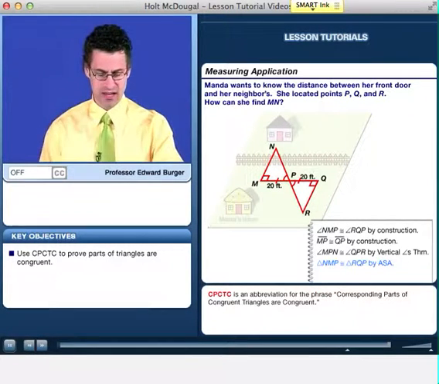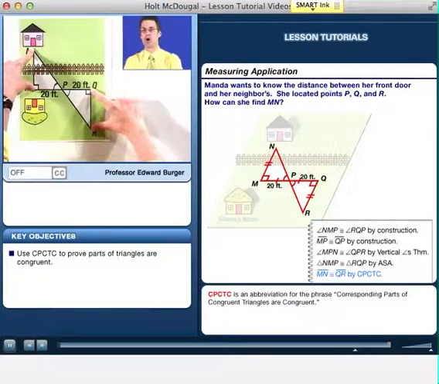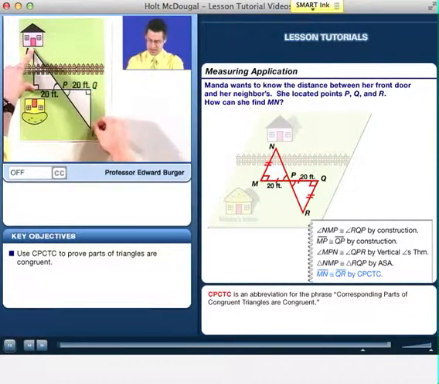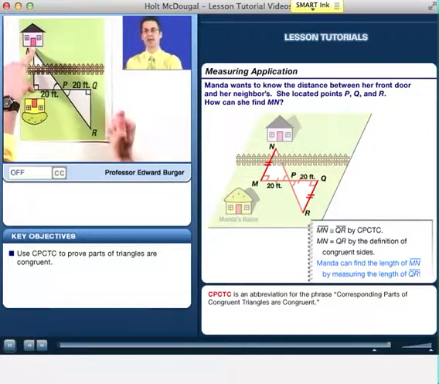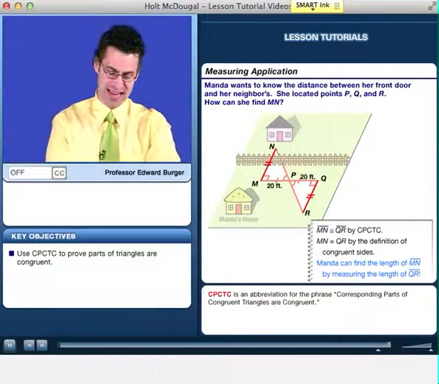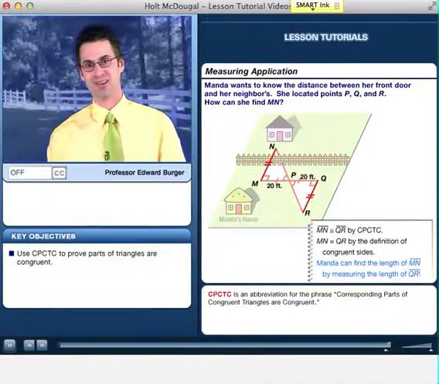And what's the part that corresponds to this side? Well, it's this side. So all Manda has to do now is measure this length, which she can easily do since there's no barriers, and that will allow her to know the exact length of this. Isn't that cool how using abstract geometry allows us to actually do a real-world question? You can actually imagine this happening in your own backyard. Have fun.